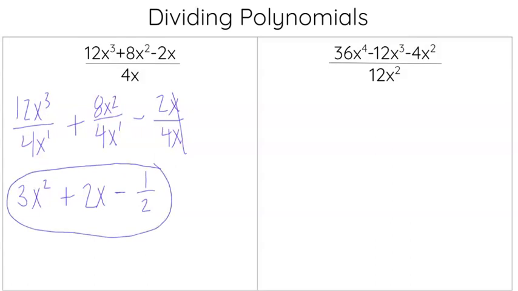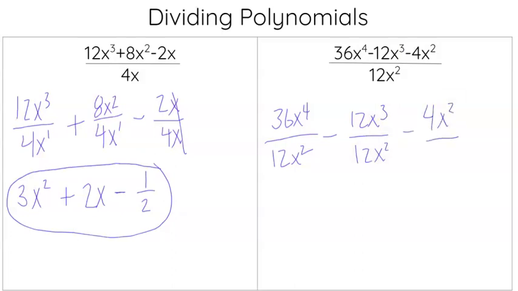And then we have this last problem that we'll go through together. 36x to the 4th divided by 12x squared, minus 12x to the 3rd divided by 12x squared, minus 4x squared divided by 12x squared. 36 divided by 12 is 3. X to the 4th divided by x to the 2nd is x to the 2nd. Minus 12 divided by 12 is 1. X to the 3rd divided by x to the 2nd is x.